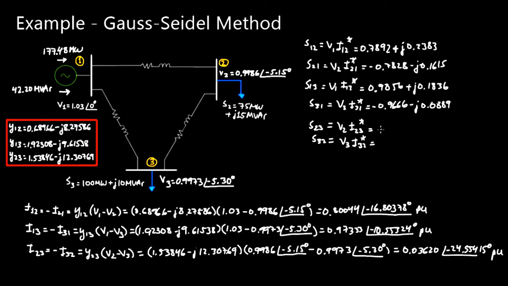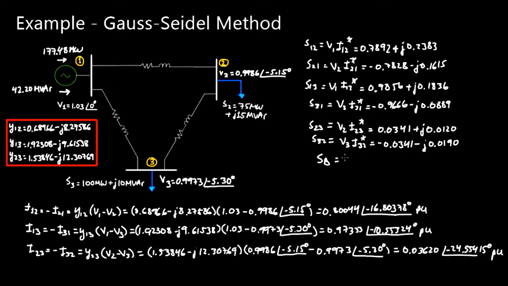0.0341 plus J 0.012, and S32 would be equal to minus 0.0341 as well, and minus J 0.0190. So again, all of these are in per unit, and remember that our power base is 100 MVA.